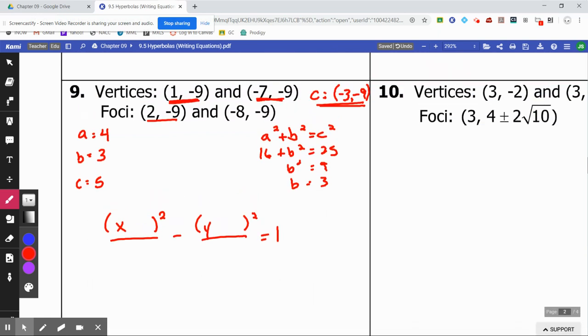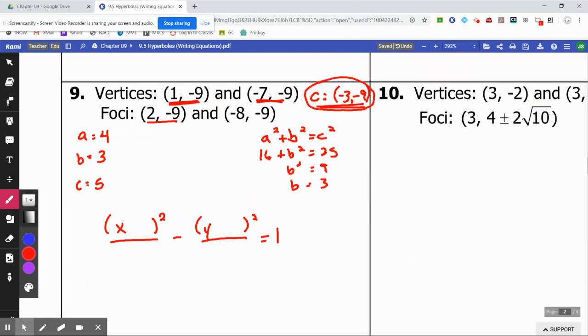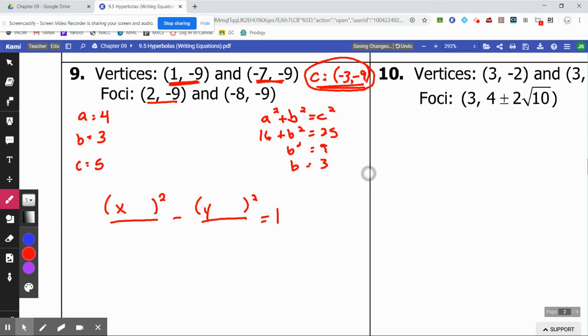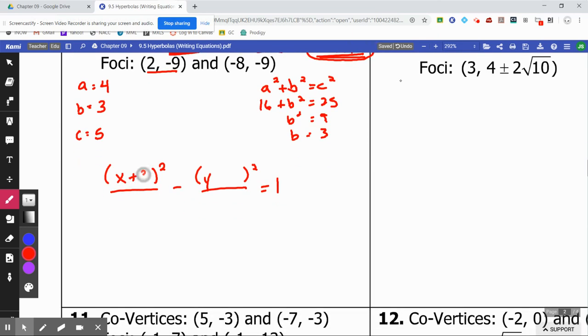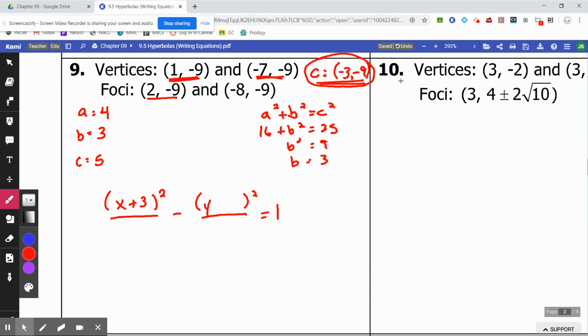Now let's just fill everything in. We got to move it right 3 or left 3, down 9. So we're going to do a plus 3 to move it left 3. We're going to do a plus 9 to move it down 9. A squared goes under your first term. B squared goes under your second term, and that's it.